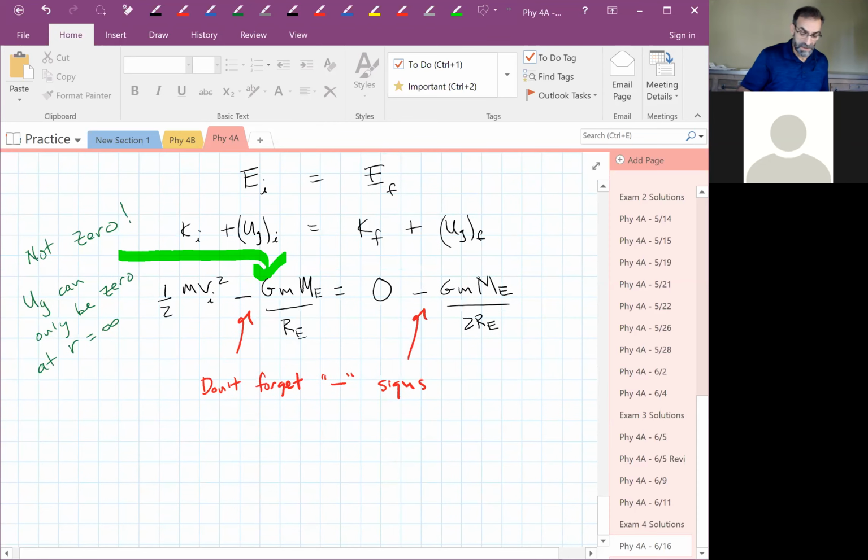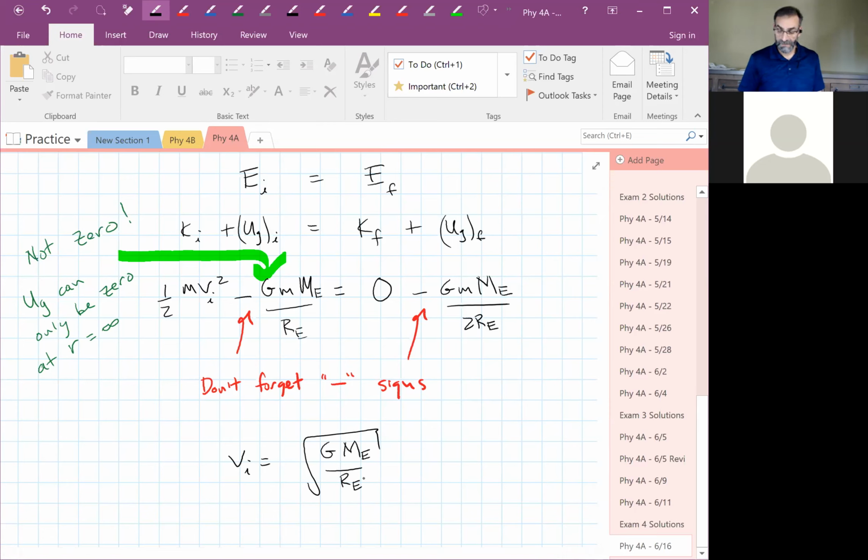Okay, so those are the 2 important points. Now we just finished the problem. We get V is the square root of G M Earth over R Earth. It's a big number. It's a big number.